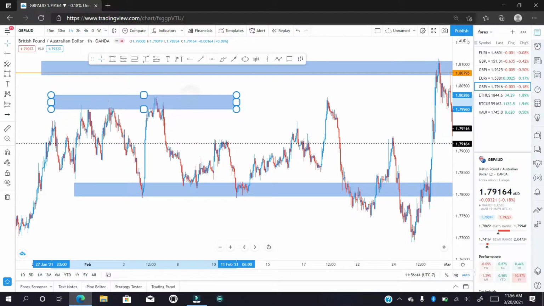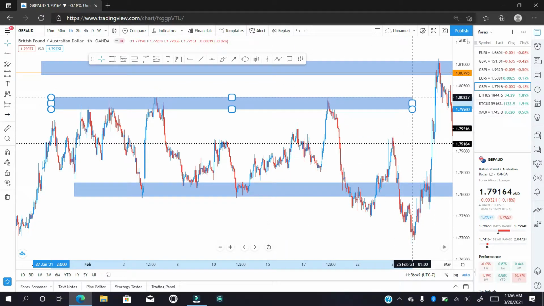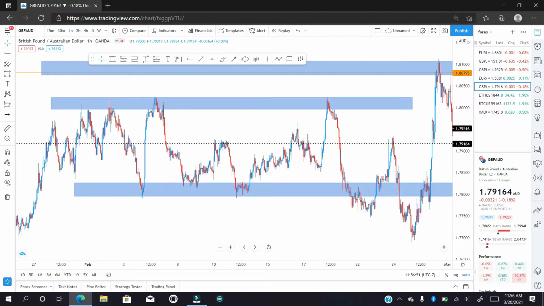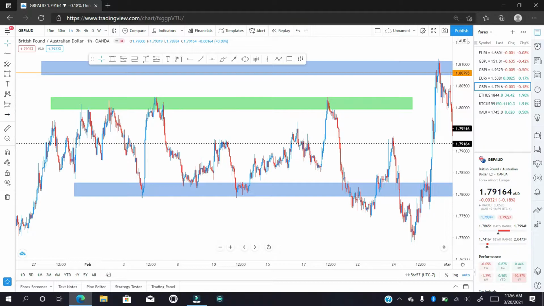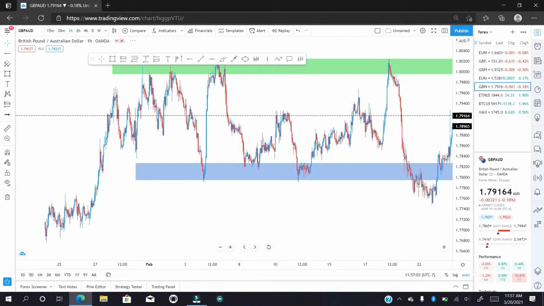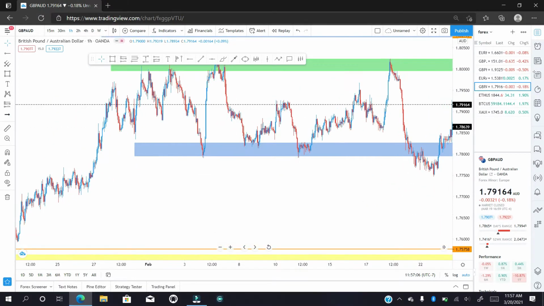At this level right here. Okay, so I'm gonna put it in green because this is my color for the 1 hour time frame. So you see that level of resistance right here. Let me show you something really quick.